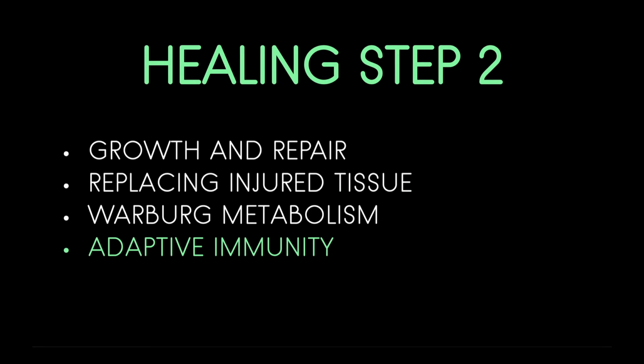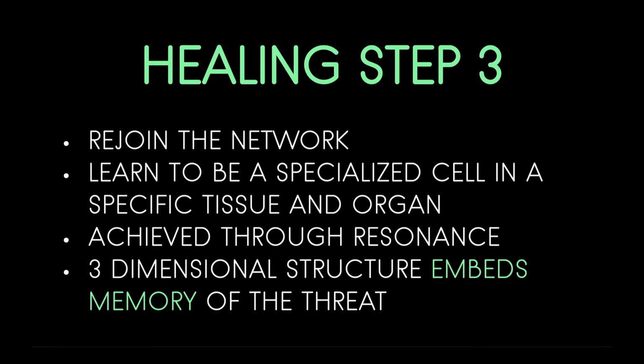Once the cell has handled that threat satisfactorily, so it's brought in enough defenses and it's used its energy to neutralize the threat, it can then enter cell danger response 2 or healing step 2. And this is about growth and repair, replacing injured tissue, and it switches to something called a Warburg metabolism, which is a particular type of way of making energy, but that's most efficient for cells that are growing and rapidly dividing. And this stage of the immune response is associated with the biochemistry of the adaptive immune system in a more specific, longer-term response.